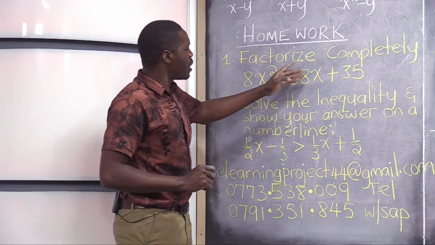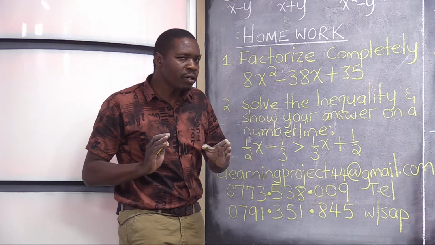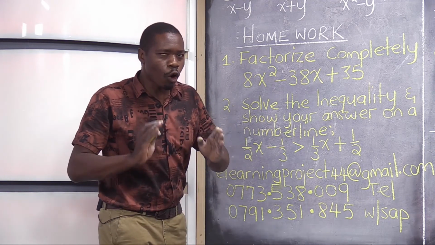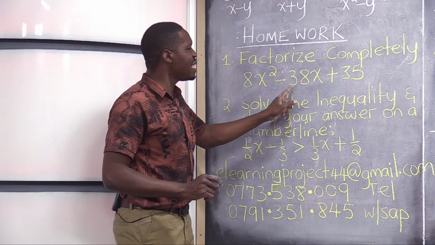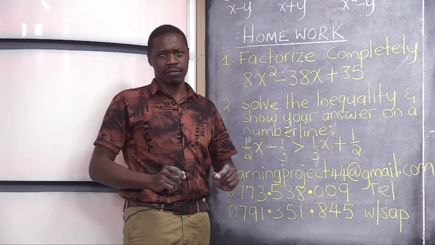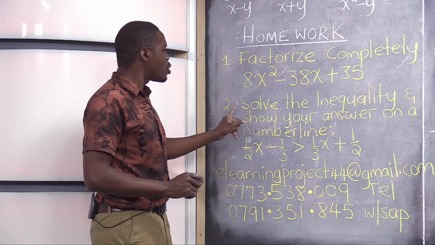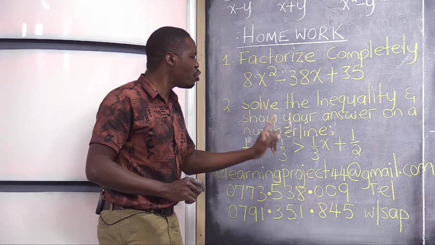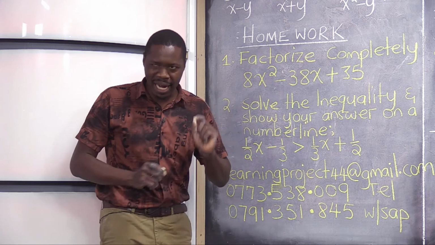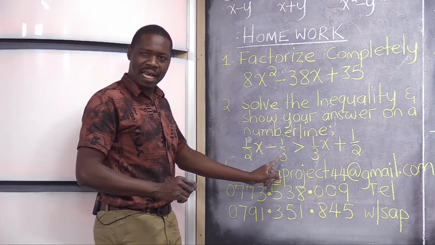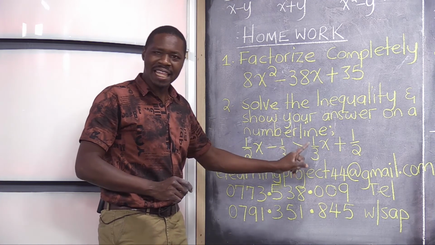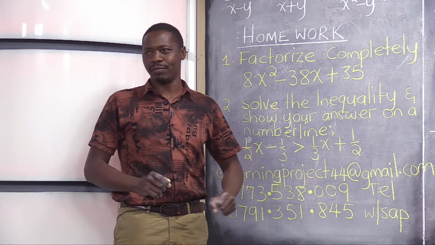Number 1 says factorize completely. Not just factorize, factorize completely. And the question is 8x squared minus 38x plus 35. And then number 2 says solve the inequality and show your answer on a number line. A half x minus a third is greater than a third x plus a half.